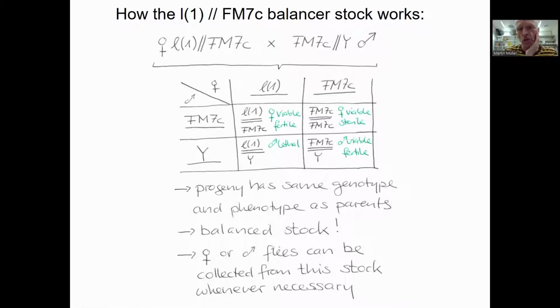These kinds of stocks in the lab, you keep them, and whenever you need flies from such a balancer stock, you go and collect virgins or you collect males for a cross you are planning to do. Everybody understood how the X chromosomal balancer stock works? If you have questions, you should of course let me know so we can come back to it and discuss it. But since there are no questions, we go on.